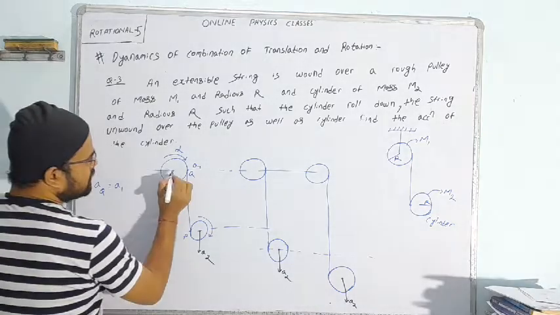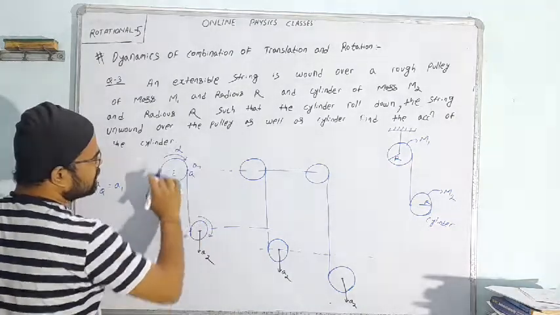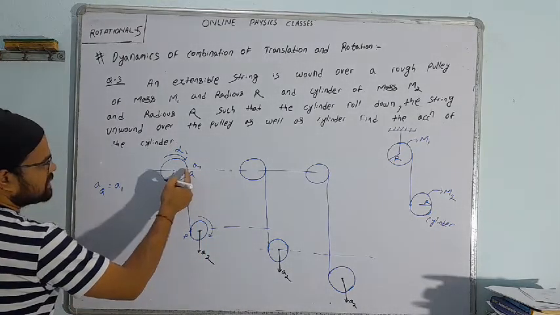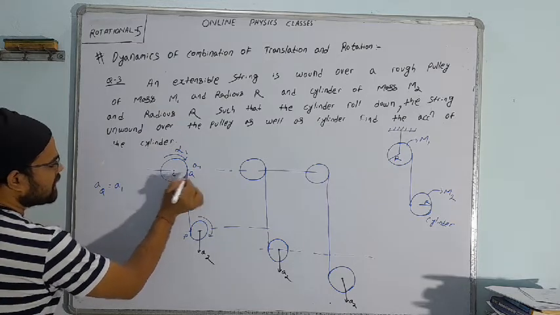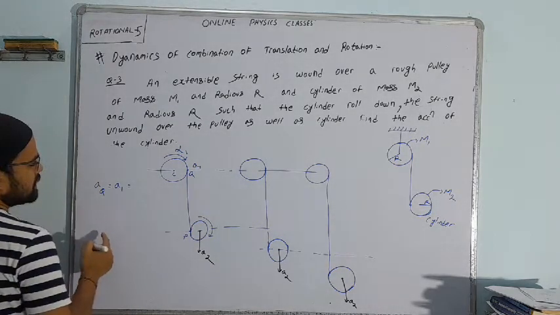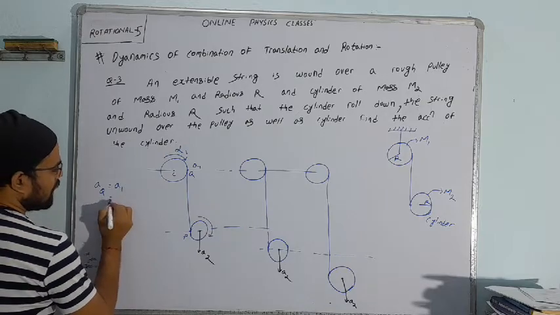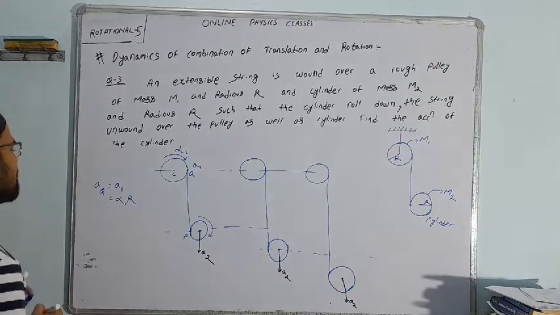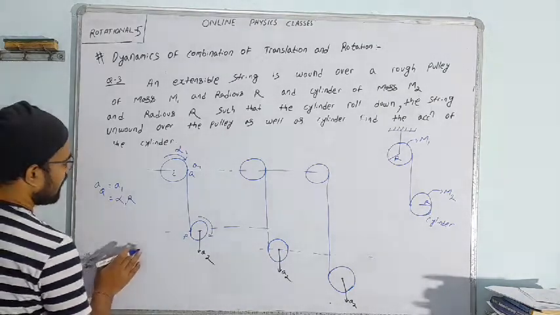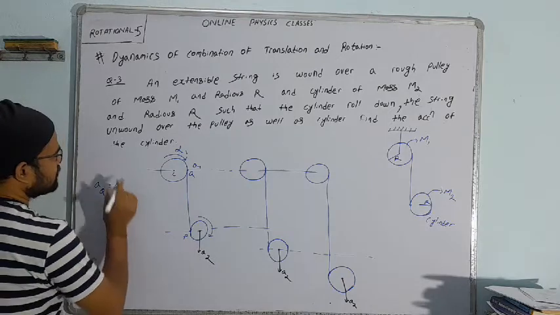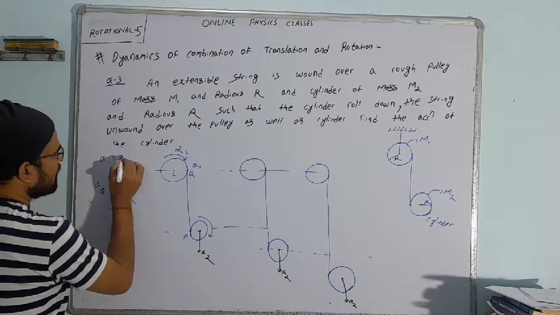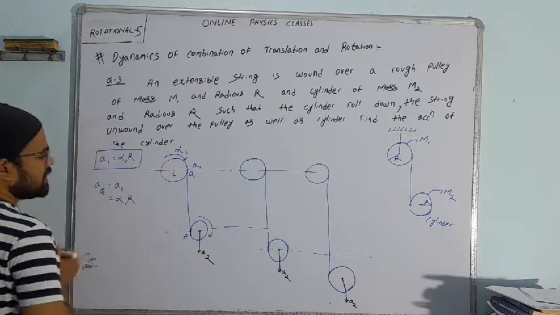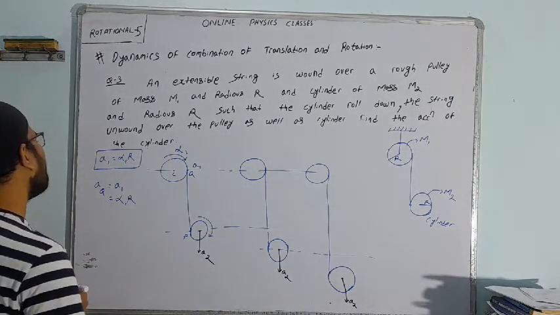This pulley will rotate with an angular acceleration alpha 1. Then what is the acceleration at a distance r? We can say a1 is equal to alpha 1 r. So we get a1 is equal to alpha 1 r. Please note, this is the first equation: a1 = alpha 1 r.